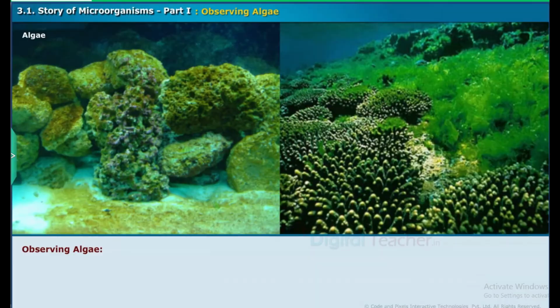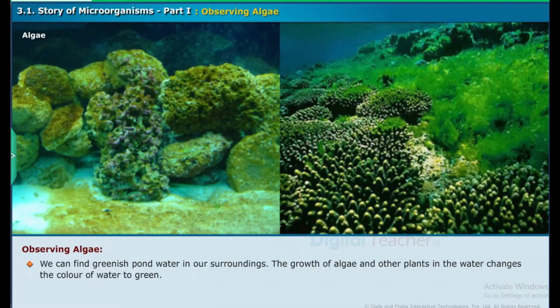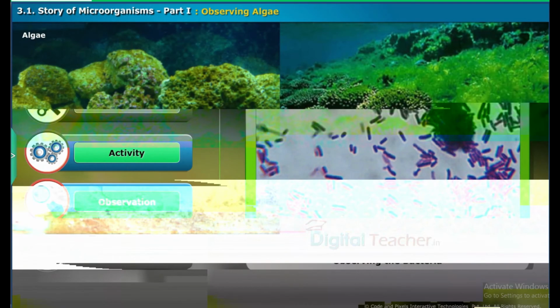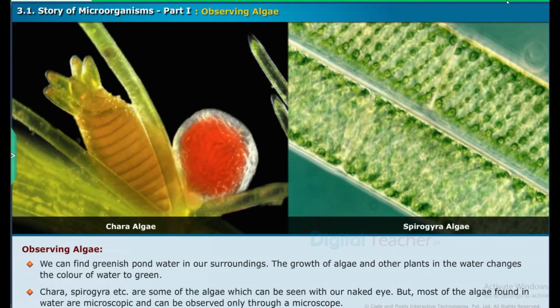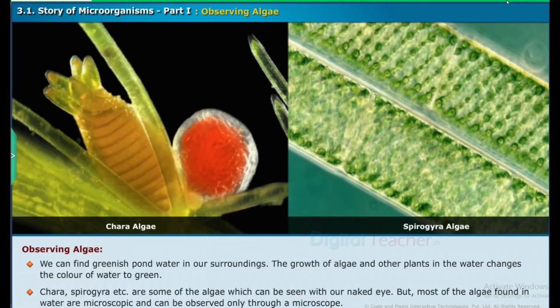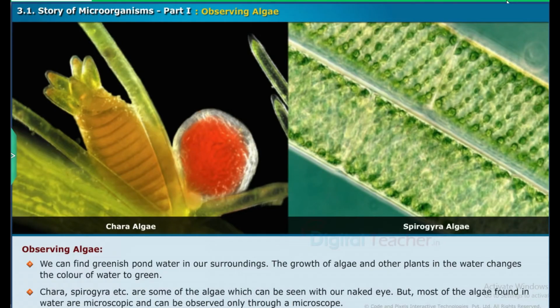Now, let us study about algae. We can find greenish pond water in our surroundings. The growth of algae and other plants in the water changes the color of water to green. Chara, Spirogyra, etc. are some of the algae which can be seen with our naked eye. But most of the algae found in water are microscopic and can be observed only through a microscope.